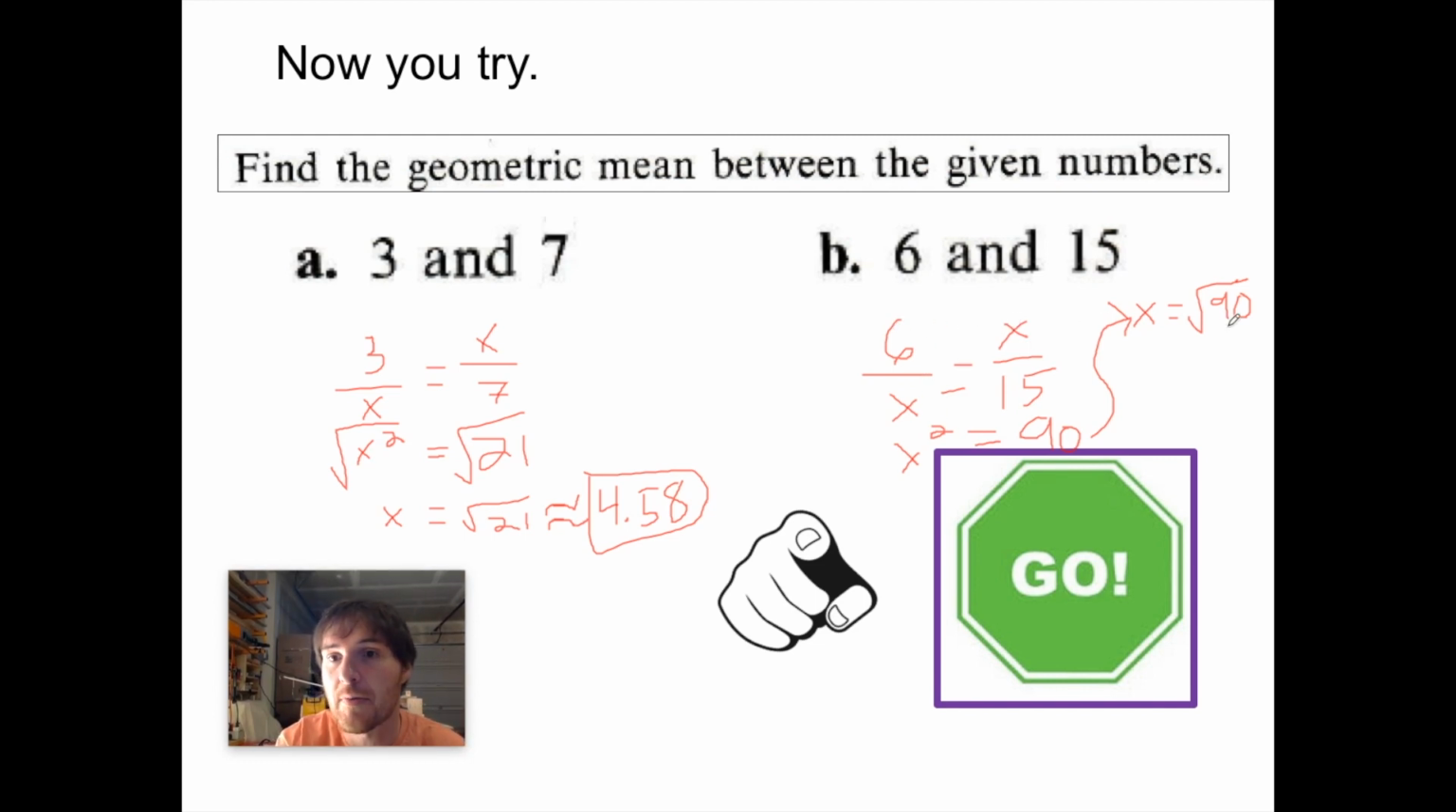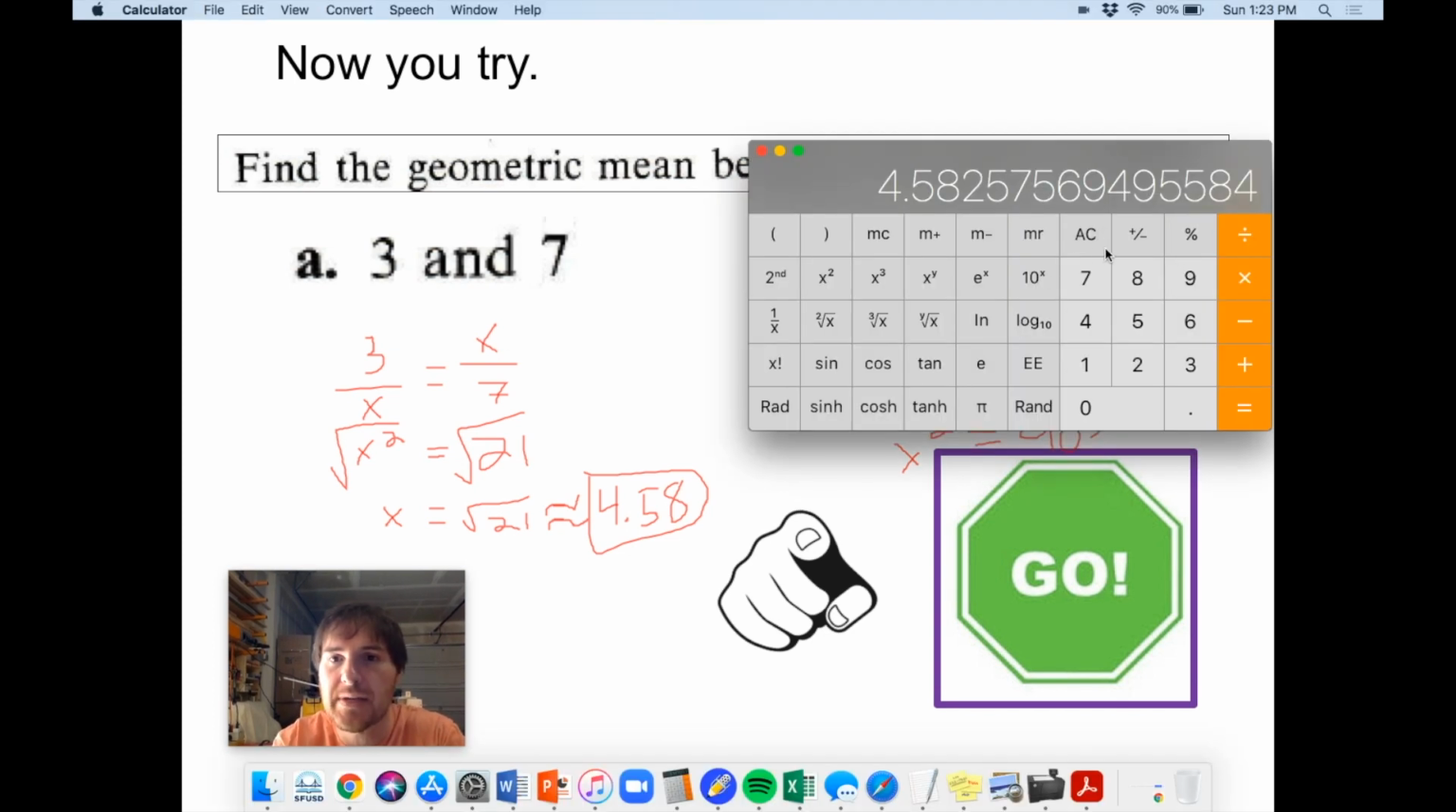So 6 to about the square root of 90 to square root of 90 over 15. So I cross multiplied there, and then I took the square root. And so I could have done that on my calculator and gotten a decimal. I'm going to show you something else right now, though, that we're going to deal with next class. So I got about 9.5.